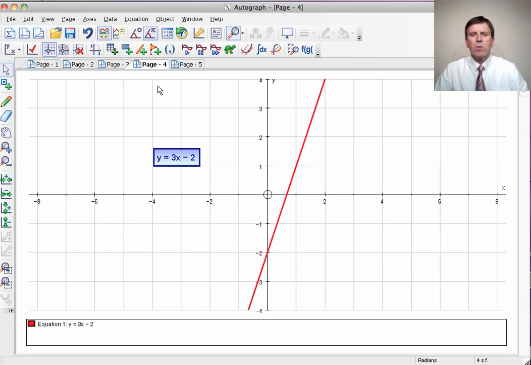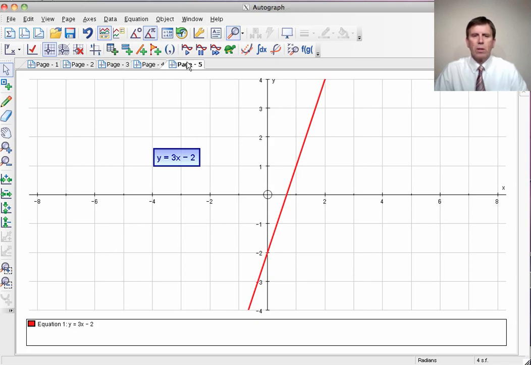Now what about y equals 3x minus 2? The 3 is the gradient, which tells us it's quite a steep line. The minus 2 is what we call the y-intercept. It's where it cuts the y-axis. Because if we put x as 0 in this equation, we get y equals 3 times 0, which is 0, minus 2. And so that constant on the end will always tell you where a straight line cuts the y-axis.